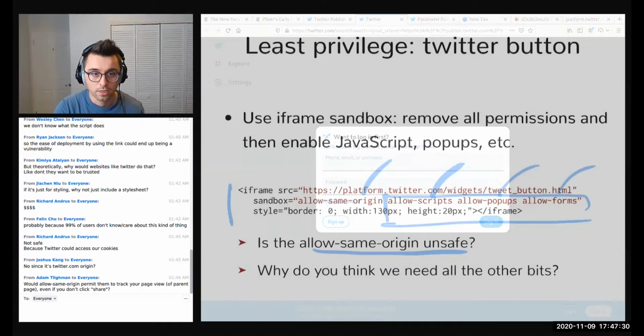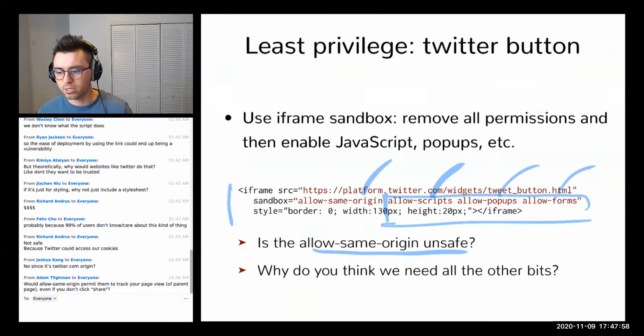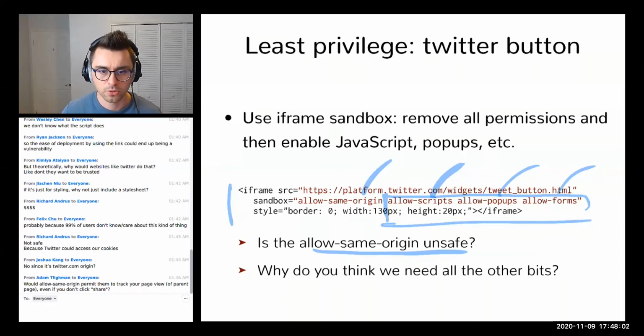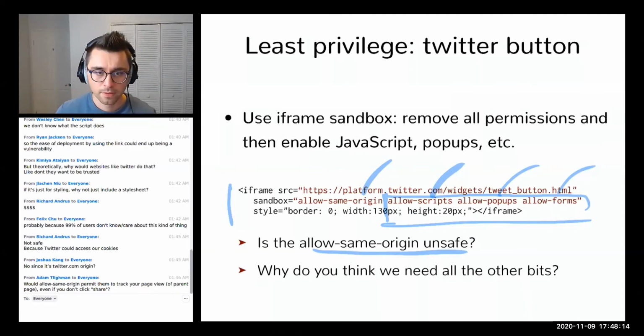Okay. So Adam asks, would allow-same-origin permit them to track your page view of the parent's page even if you don't click share? Yeah, that's a really good question. iframes have access to a window object, which essentially leaks information about what frames, or the origins of frames, are around. So to some degree, yes, they can see what page they're embedded in, but not more than that, really. So they can definitely track you, but to a much more limited degree than they would if you were actually embedding the script.